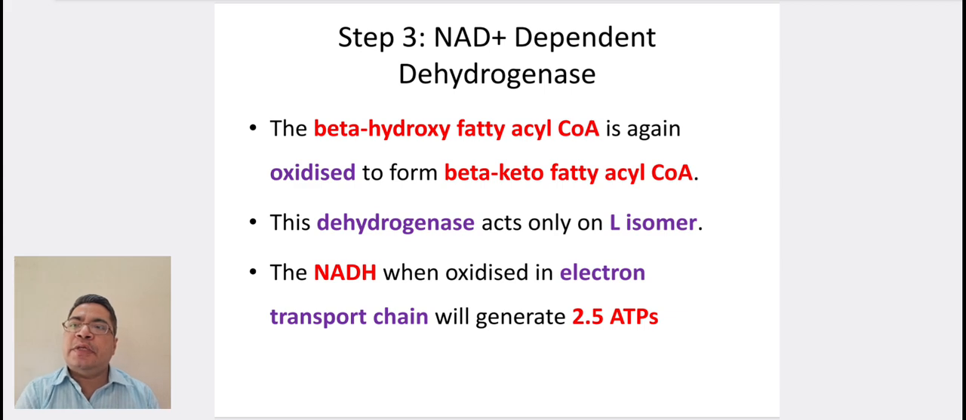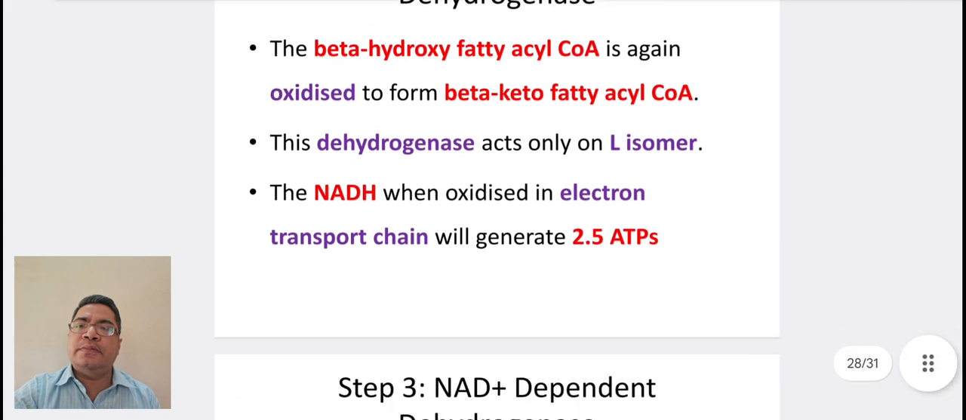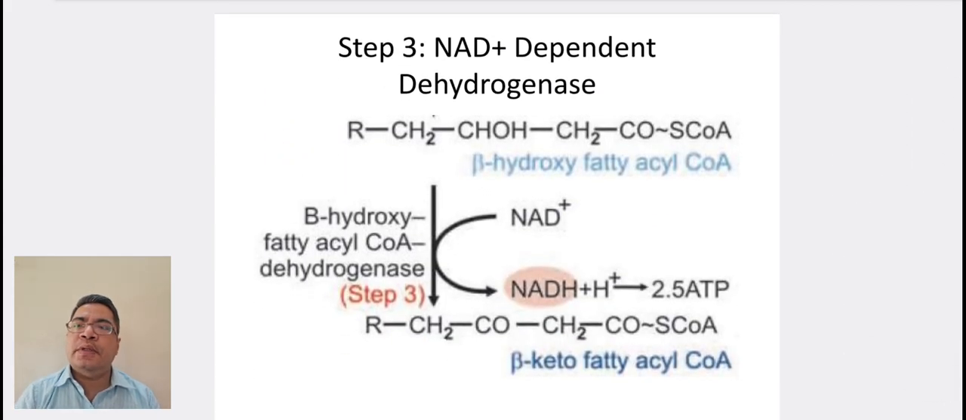Then we have NAD plus dependent dehydrogenase. The beta hydroxy fatty acyl CoA is again oxidized to form beta keto fatty acyl CoA. This dehydrogenase acts only on L isomer. The NADH, when oxidized in electron transport chain, will generate 2.5 ATPs. In this diagram, we can see beta hydroxy fatty acyl CoA is converted into beta keto fatty acyl CoA with the help of enzyme beta hydroxy fatty acyl CoA dehydrogenase and conversion of NAD plus to NADH.